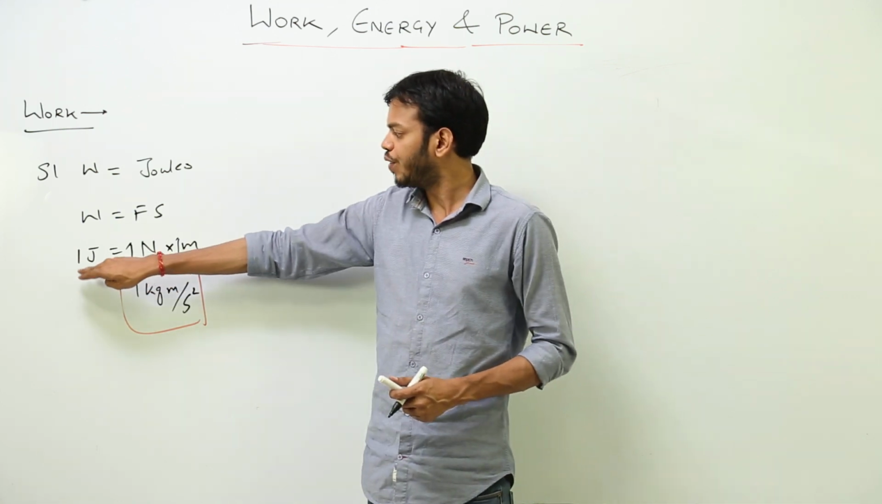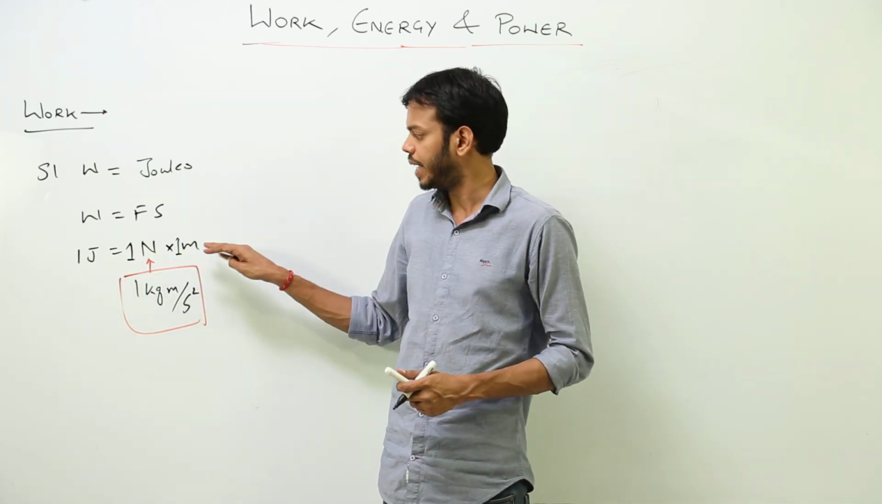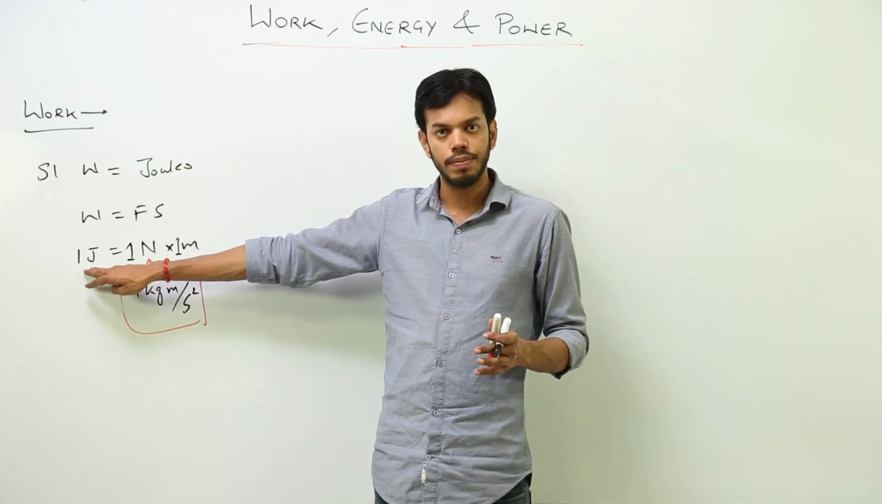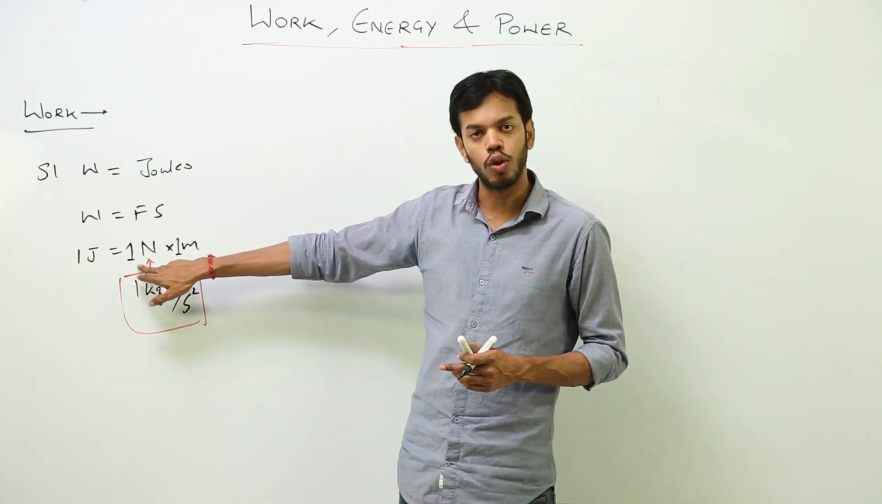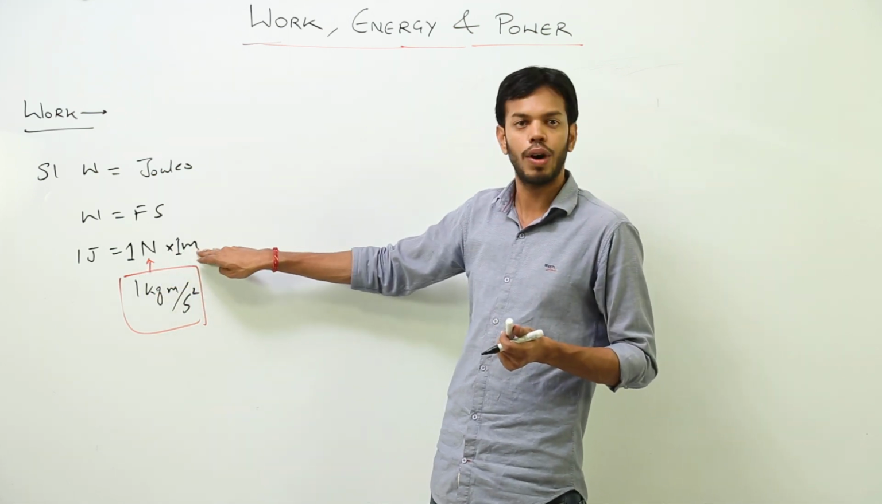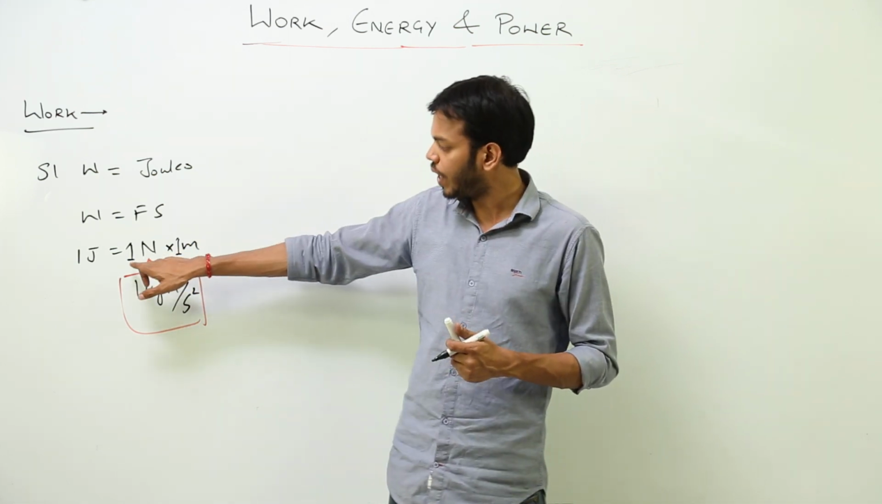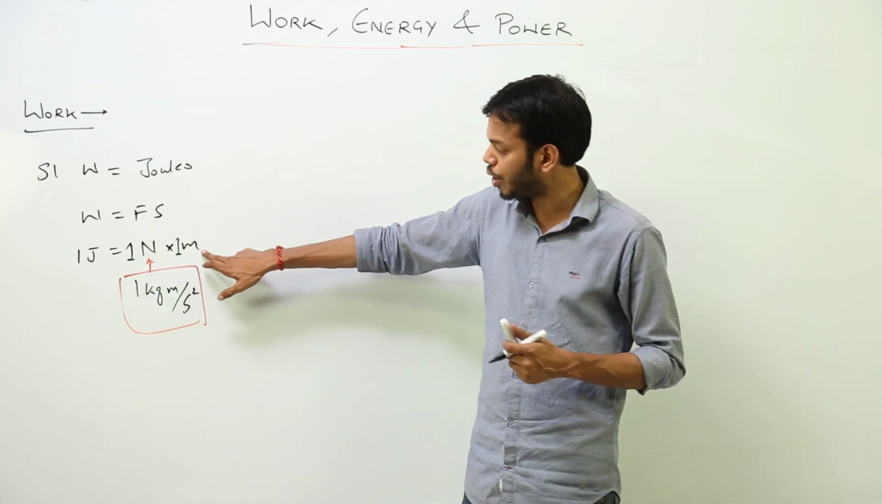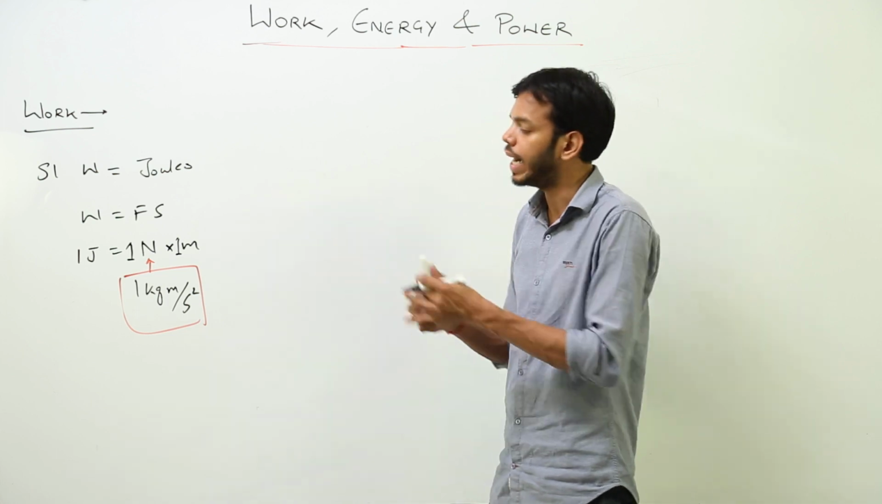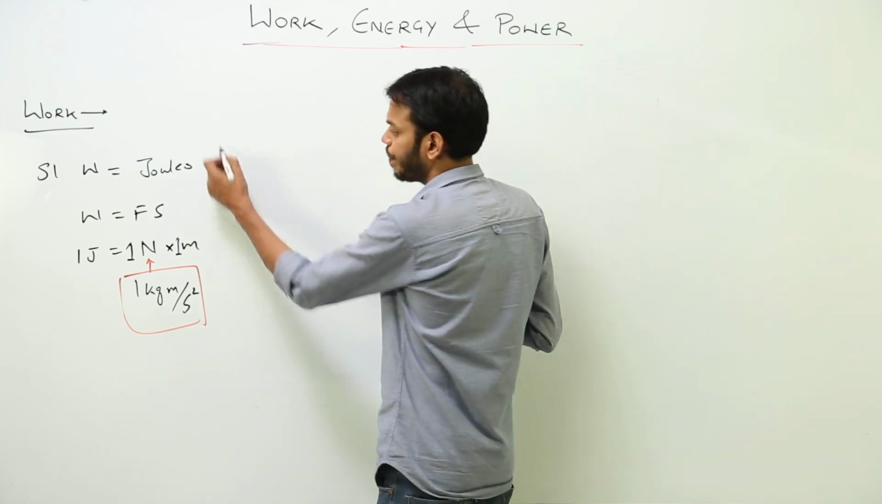So if you have to define 1 joule from this statement, how can we define it? 1 joule is that amount of work done when 1 newton of force applied on a body makes the body move by 1 meter, or when 1 newton of force displaces a body by 1 meter, then the work is said to be 1 joule. You can define it any way you like, alright.